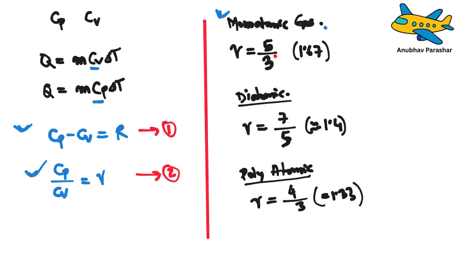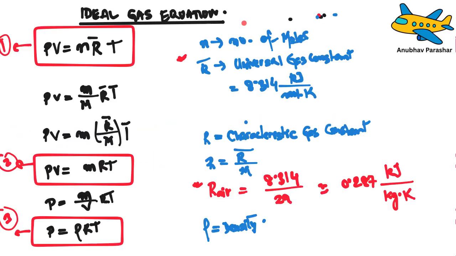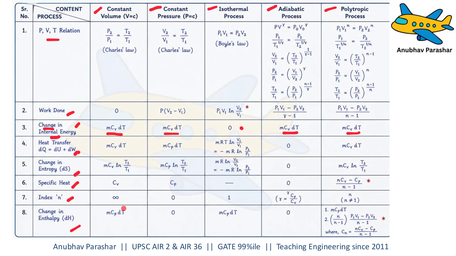Let us cross check with our table if it is true that change in enthalpy is the same for all the processes. You can see it is mCp dT, mCp dT. It should come up to be mCp dT, sorry, mCp dT, my bad.